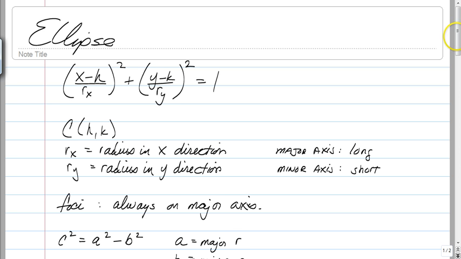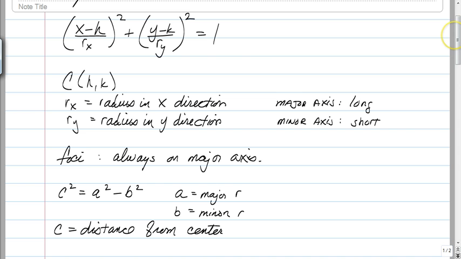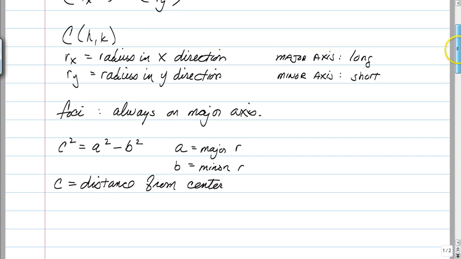Now you're going to learn some new terminology for this section, and it's called foci. Foci are coordinates, kind of like if you were to take a circle with a center and stretch it, the center splits. You're going to have two coordinates on the major axis called foci. To find the foci, we need to know c, the distance from the center, and we're going to use this equation right here: c squared is equal to a squared minus b squared, where a is your major radius and b is your minor radius.